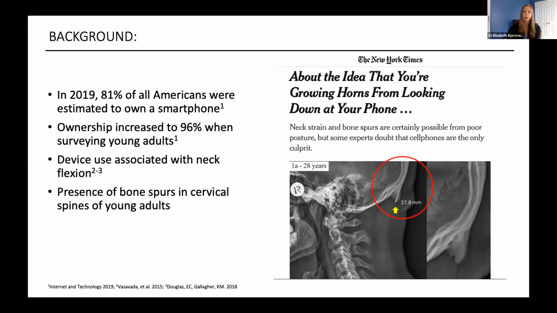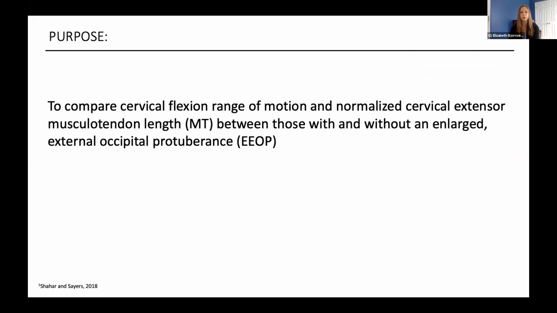That inspired the project going forward, and it leads into the purpose, which is to compare cervical flexion range of motion and normalized cervical extensor musculotendon length between those with and without an enlarged external occipital protuberance. For brevity's sake going forward, I'll just refer to these as EEOPs.